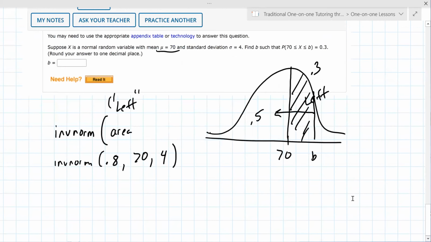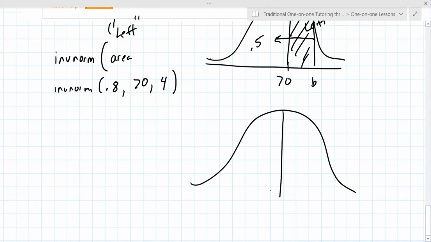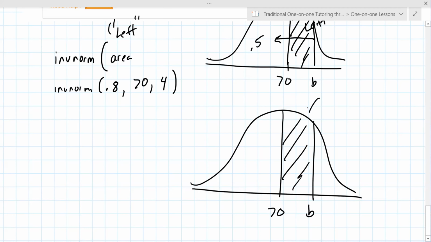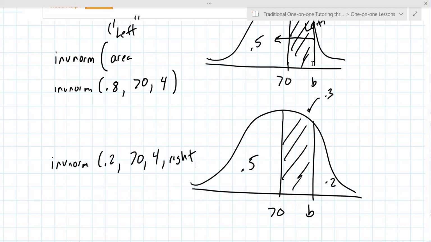So the truth is you could do it either way. So if you have 70, B, and this is 0.3 here, how much is in the right tail? 0.2, because that's 0.5. So you could do inverse norm 0.2, 70, comma 4, comma right, and it'll give you the same answer as this one up here. Gotcha. So it just depends on which way you want to go. Yes, exactly. And it should be very clear before you take the test which way to go, so that you don't second guess yourself on the exam.